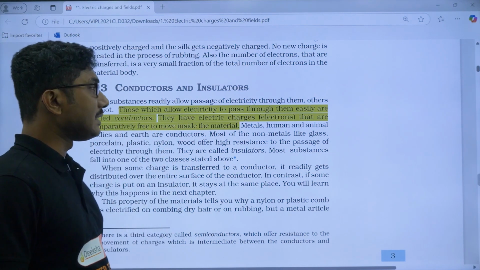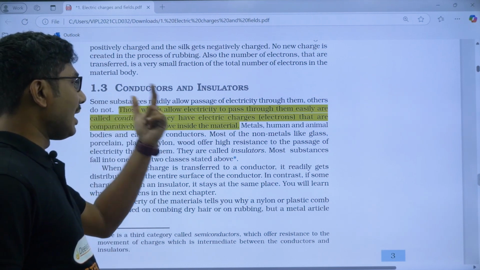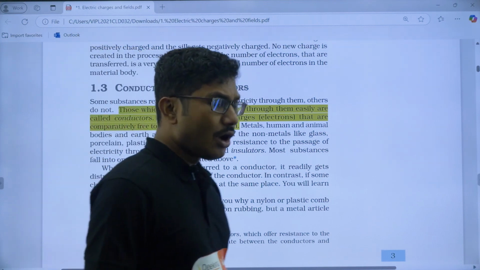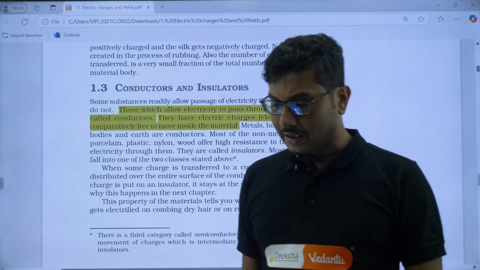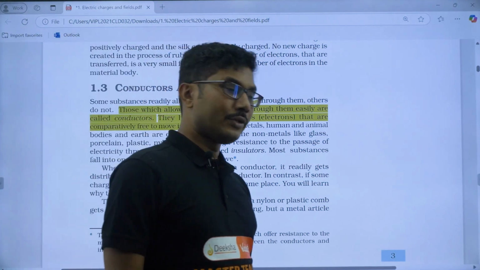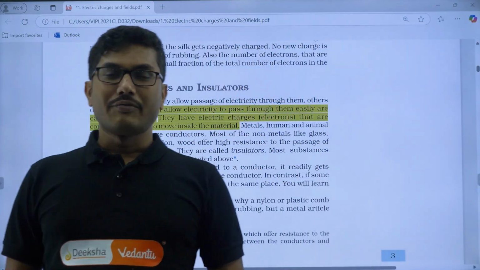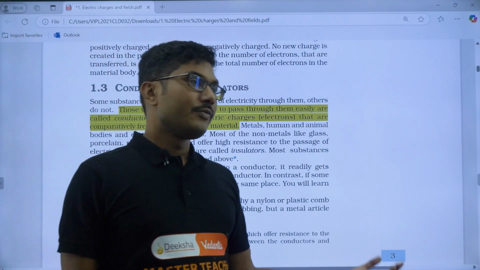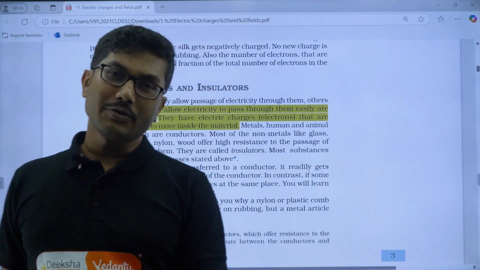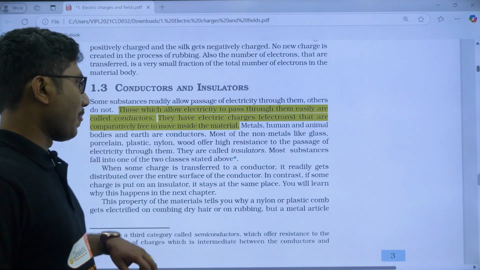Those which allow electricity to pass through them easily are called conductors. They have electric charges that are comparatively free to move inside the material. So why does a conductor conduct electricity? Because they have free electrons. You have to know that. Maybe they will ask you whether conductors conduct electricity because of free electrons, free protons, or bound protons. Actually they conduct electricity mainly because of free electrons. Protons have nothing to do with conductivity.